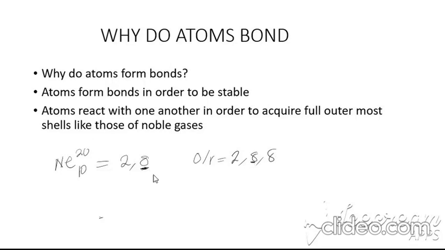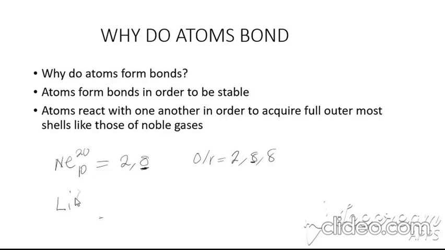So this one is stable and it's obeying the octet rule. So neon can't lose or gain electrons, because it's stable. So one of the reasons why atoms react or bond is to acquire a full outermost shell like noble gases, to acquire the full electrons, like obeying the octet rule.